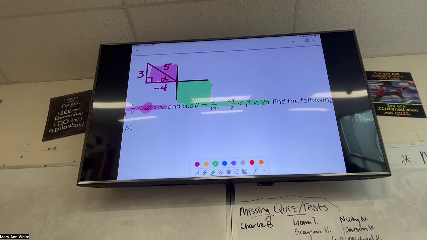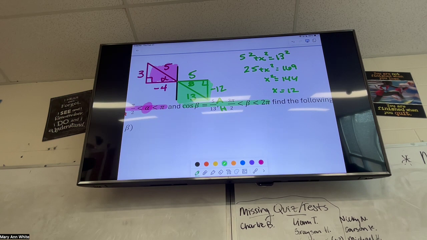And so I'm going to draw a triangle down here, and we're going to do the same thing. We're going to label our sides opposite, adjacent, hypotenuse. We're going to label our angle beta. We're going to label cosine, which is adjacent over hypotenuse, and then we're going to find that missing side. Is this 12 going to be positive or negative? Negative, because I'm going downward.